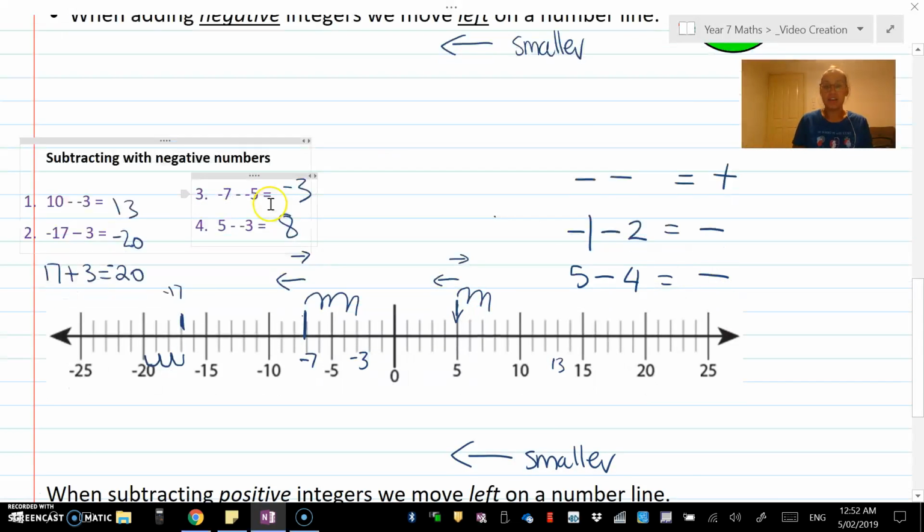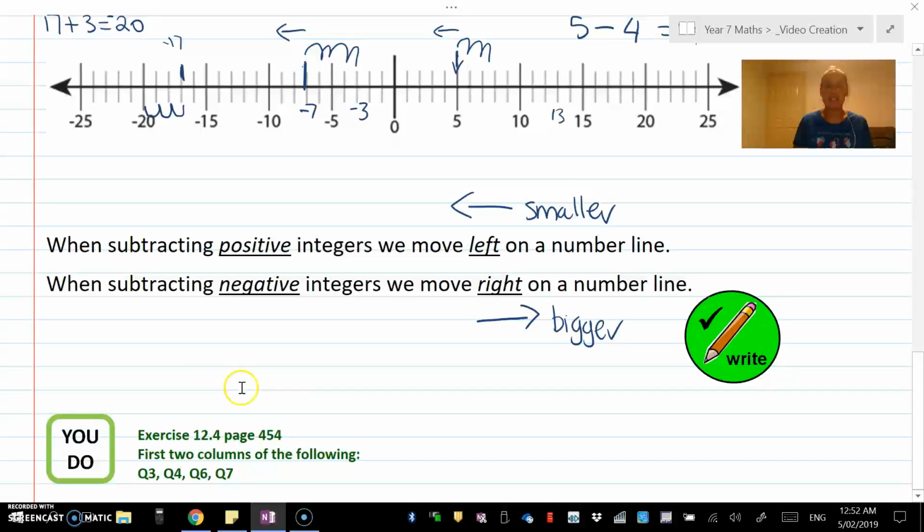Okay. There are some exercises you can do referring back to your textbook that are here. Just note the first 2 columns and the exercises are there. Alright guys, good luck with it all. I hope that you can add and subtract both positive and negative integers.